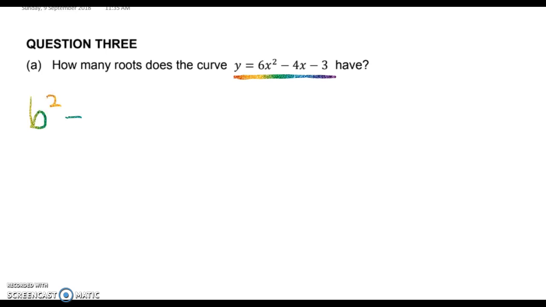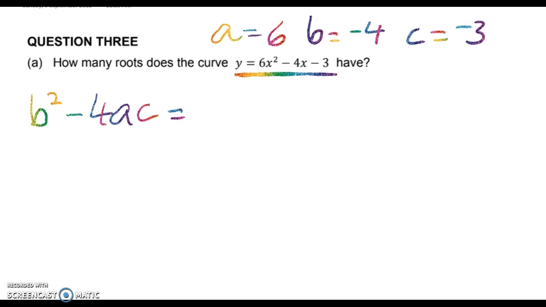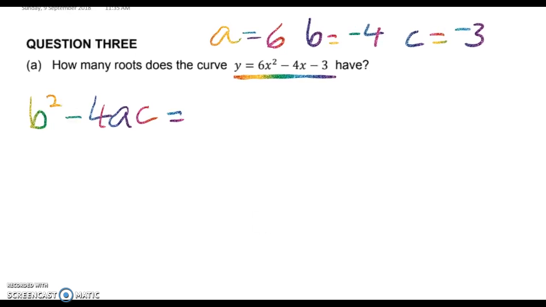So let's work out b squared minus 4ac. Well, we've got a is equal to 6, b is equal to -4, and c is equal to -3. So b squared minus 4ac is important because if it's positive, there'll be 2 roots. If it's 0, there'll be 1 root, 1 repeated root, and if it's negative, there'll be no roots.